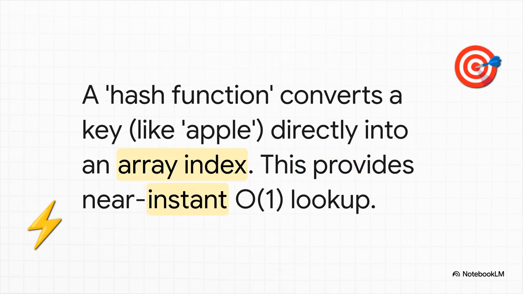Finally, what if you need the absolute fastest lookup speed humanly possible? That's where hashing comes in. A special hash function does some math to convert your key, say the word apple, directly into an array index, like the number 4. You don't search at all, you just do a quick calculation and go straight to the right spot. It's what we call a constant time operation, and it's theoretically the fastest you can get.